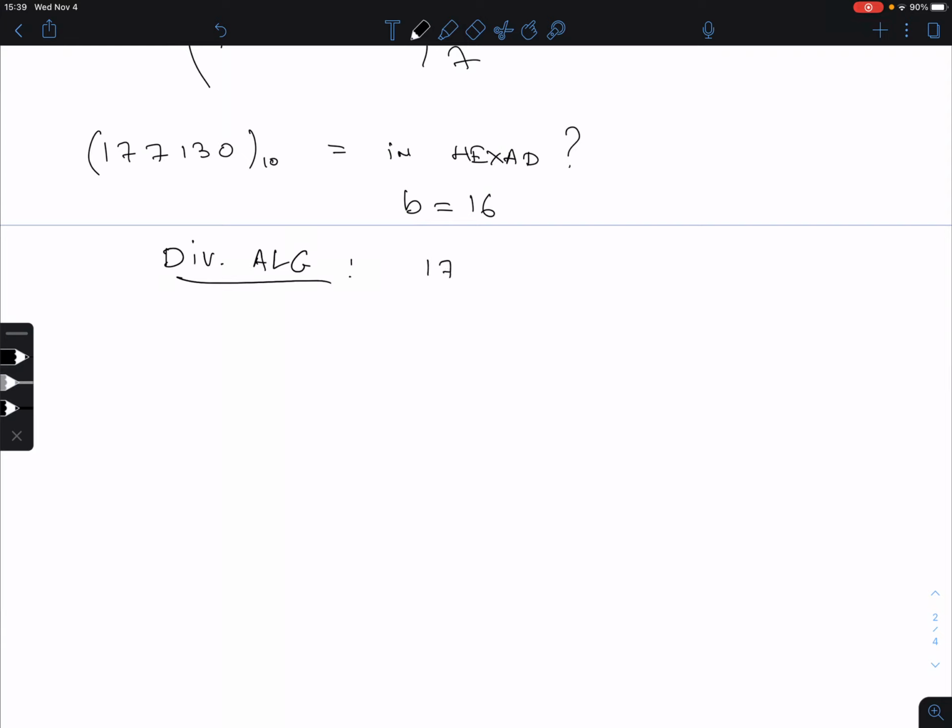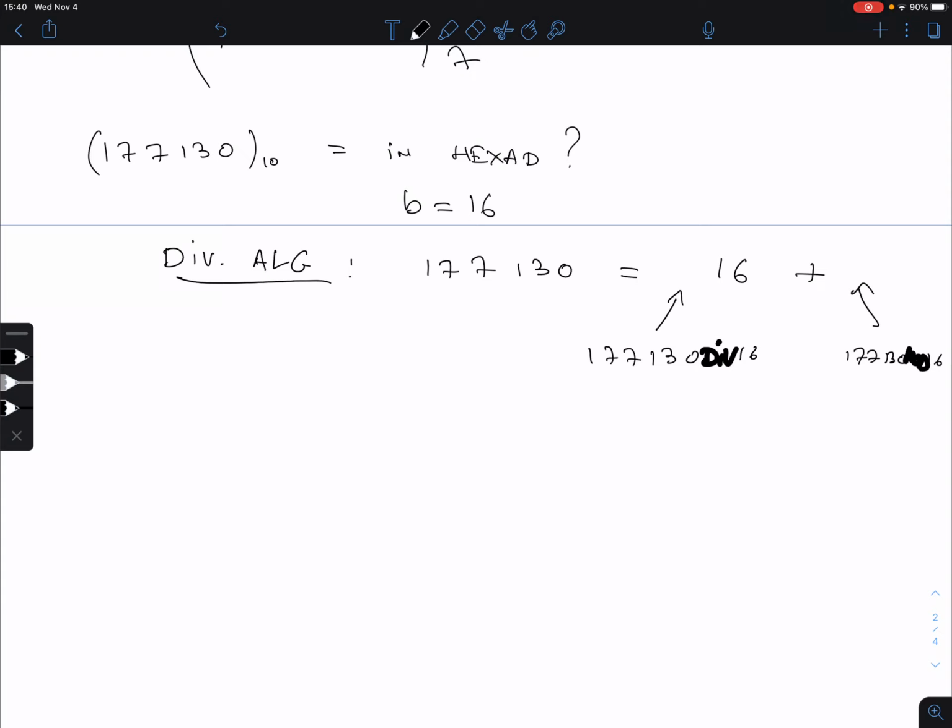We start with our number 177130. How many times can we divide by 16, and what is the remainder? So here what will come is 177130 div 16. Here we put 177130 mod 16. So this is a div and this is mod.